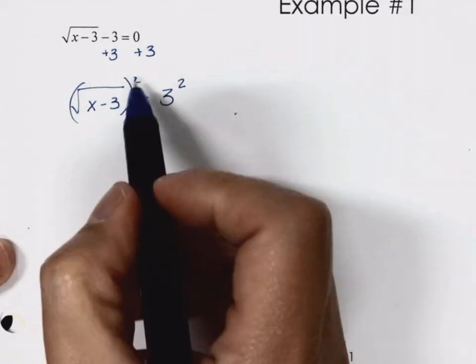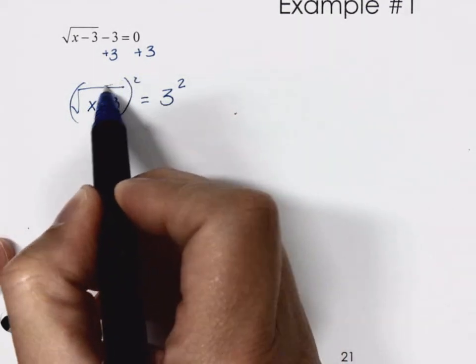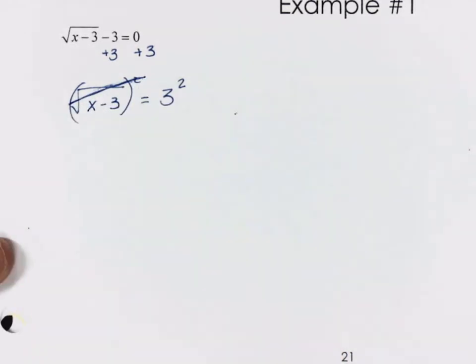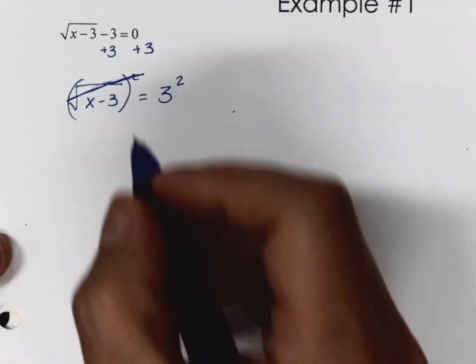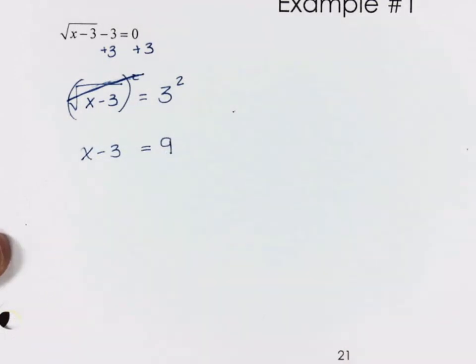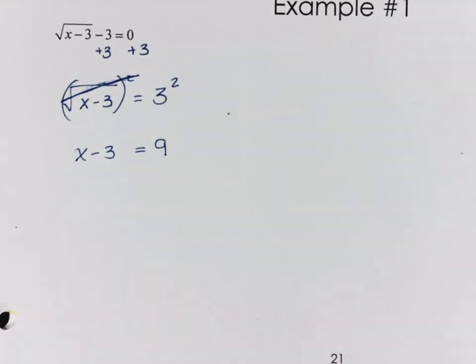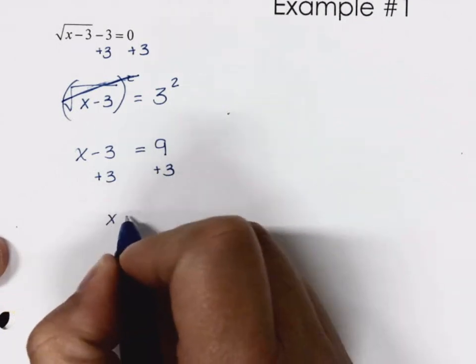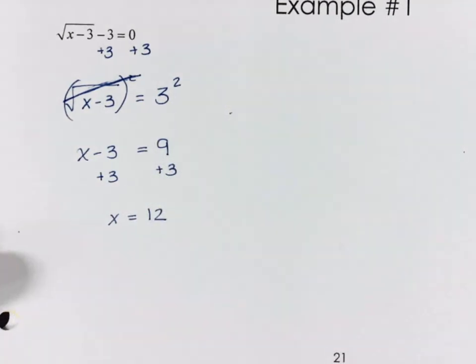We're going to square that side. So this square is going to cancel out this root sign. I just like to draw that line in just to remind myself that they get canceled. So I'm left with x minus 3 here, and then I have 9. This one's straight algebra, one-step algebra. I want to get x by itself, so I'm going to add 3 to both sides. So x equals 12. Okay, pretty straightforward.